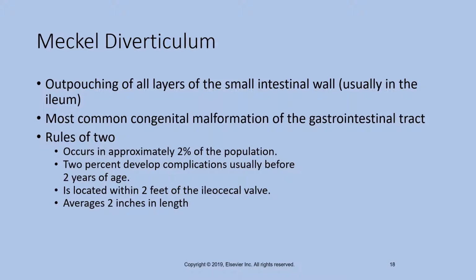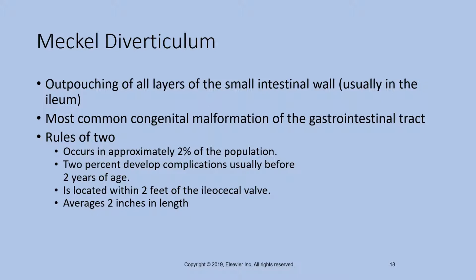Meckel's diverticulum is an outpouching of all layers of the small intestine wall, usually in the ileum. It is the most common congenital malformation of the gastrointestinal tract. Rule of 2s: it occurs in approximately 2% of the population, 2% develop complications, usually by 2 years of age, and it is located within 2 feet of the ileocecal valve. The ileocecal valve is where the small intestine connects to the large intestine. It is on average 2 inches in length.